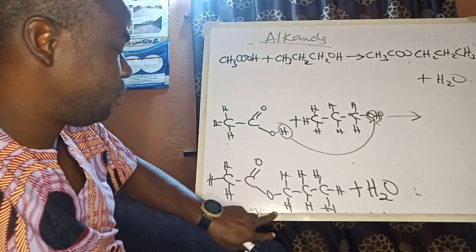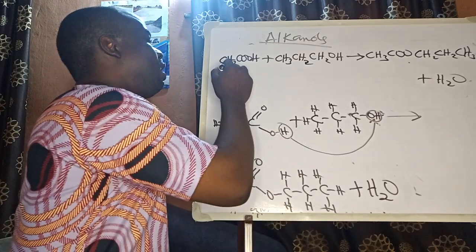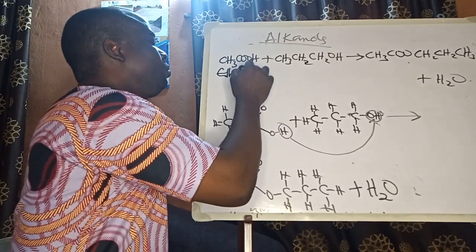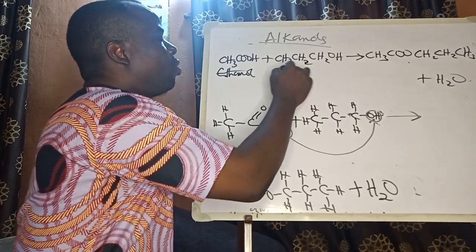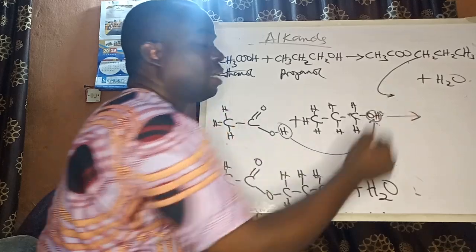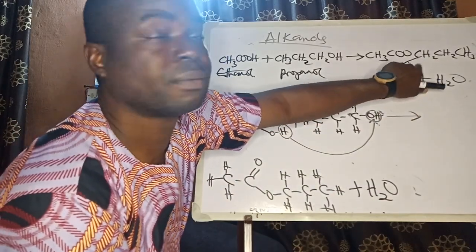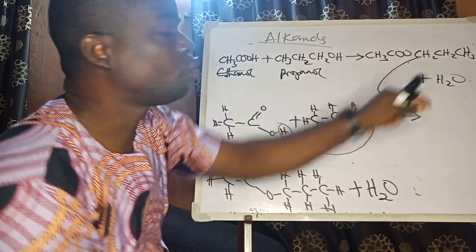So I have ethanol. This one is ethanol. This one is propanol. Then if you want to pronounce this one, listen very carefully. What you will do is this.